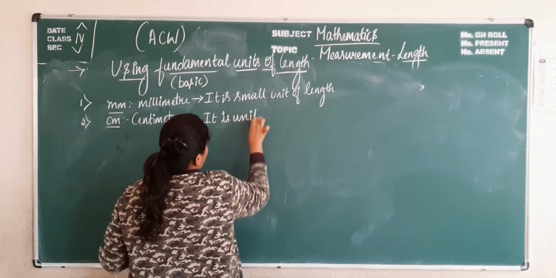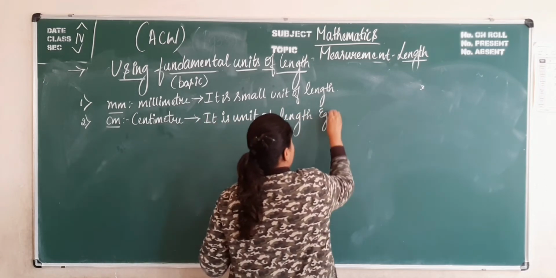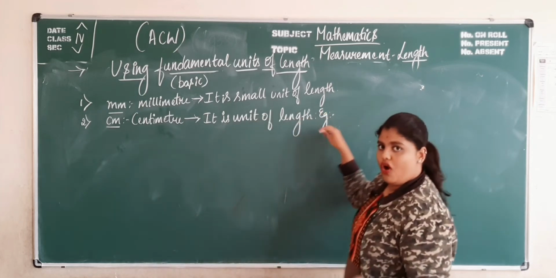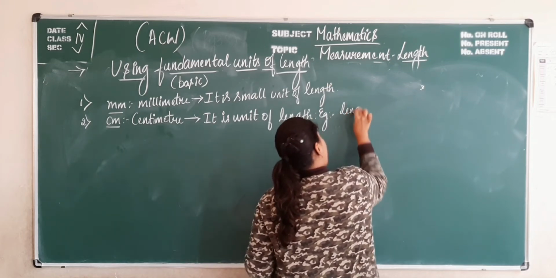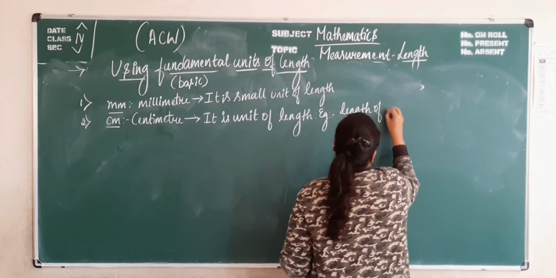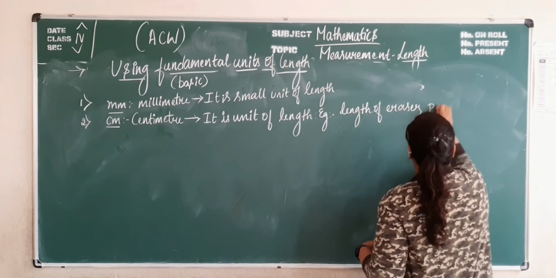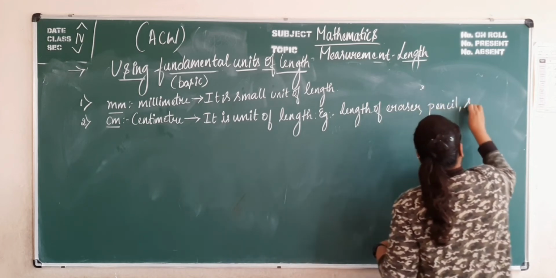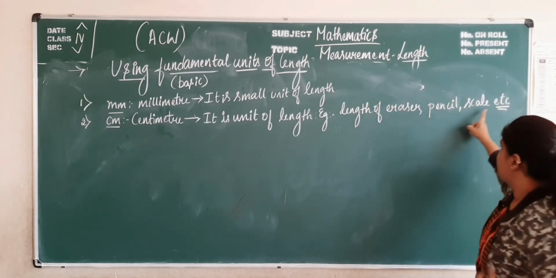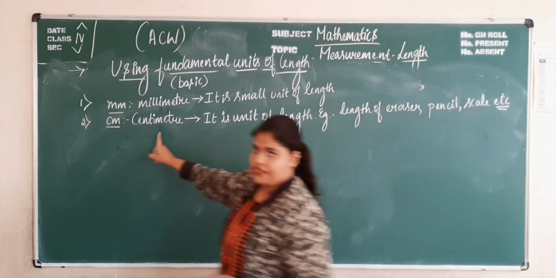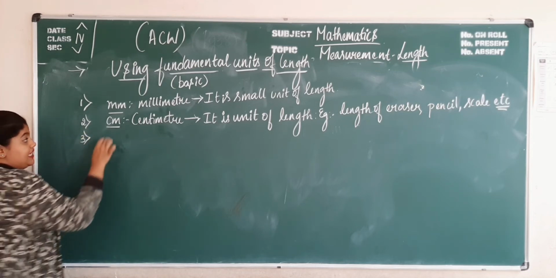Unit of length. For example, if you don't have space, you can go out of the margin, or else you can write in the next slide, no problem. For example, length of eraser, pencil, scale, etc. The length of your pencil, the length of your eraser, the length of your scale, all these lengths are measured in centimeter. So next unit you are having is kilometer.